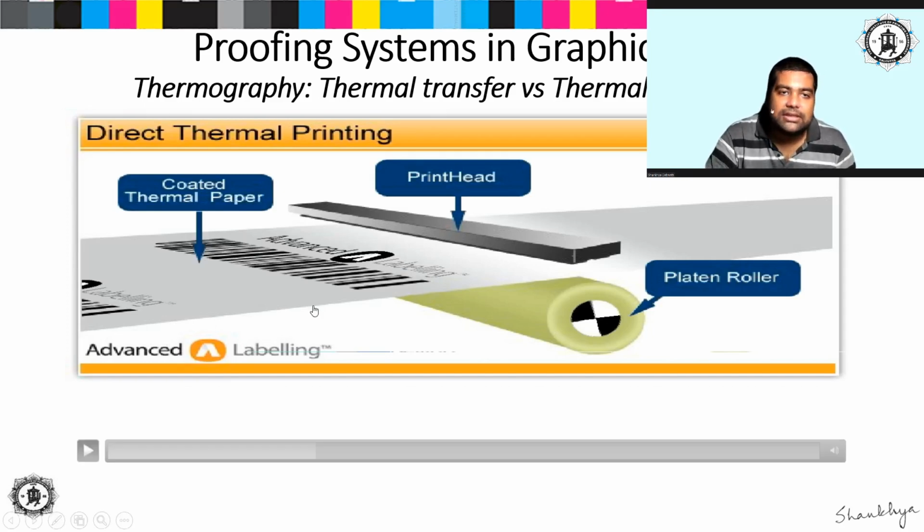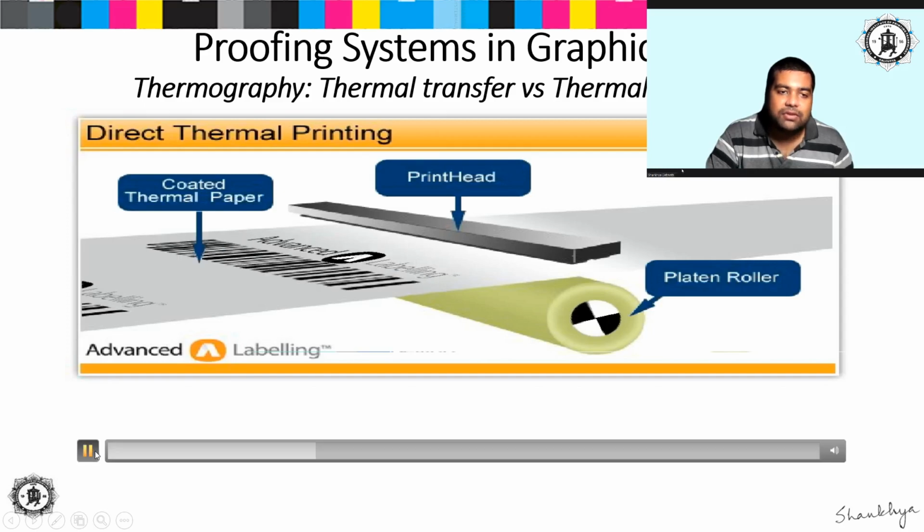See, this is your direct thermal method, which is a coated thermal paper and a normal print head. So depending upon which area the heat is transferred to, the dye in the paper will get developed and the image will be formed.